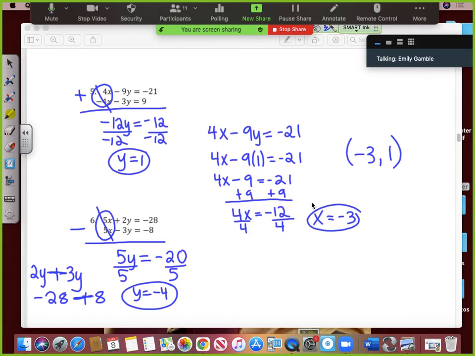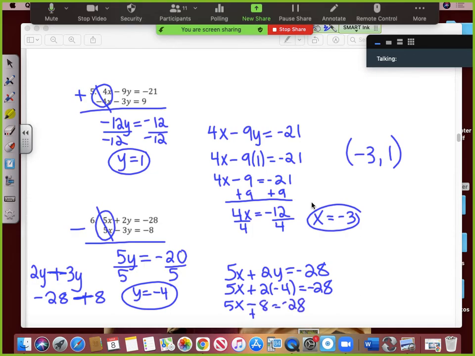Now that I have one of the answers, I choose one of the equations and replace that number in. So I have 5x plus 2y equals negative 28. I now know that y is equal to negative 4. So I have 5x, 2 times negative 4 is negative 8, so I have 5x minus 8 equals negative 28. I'll add 8 to both sides. I get 5x equals negative 28 plus 8, which is negative 20. And divide both sides by 5, I get x equals negative 4.